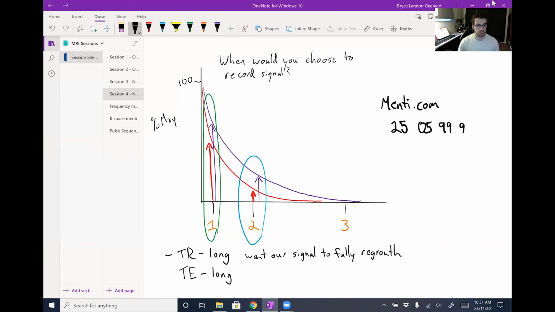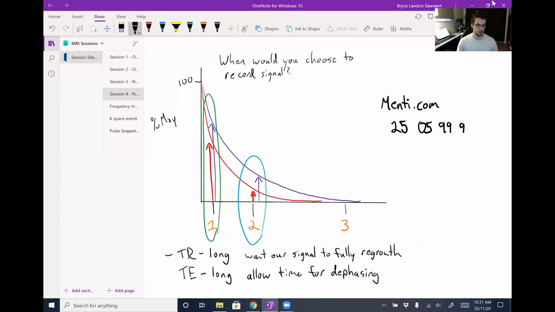And that's why we want our TE to be long. We want to allow time for dephasing to occur. Right, if we have a very short TE, like we would if we recorded at time point 1, we wouldn't get as much contrast in T2 between tissues as if we waited a little bit longer and let some signal disperse and other signal be retained. So long TR and long TE.